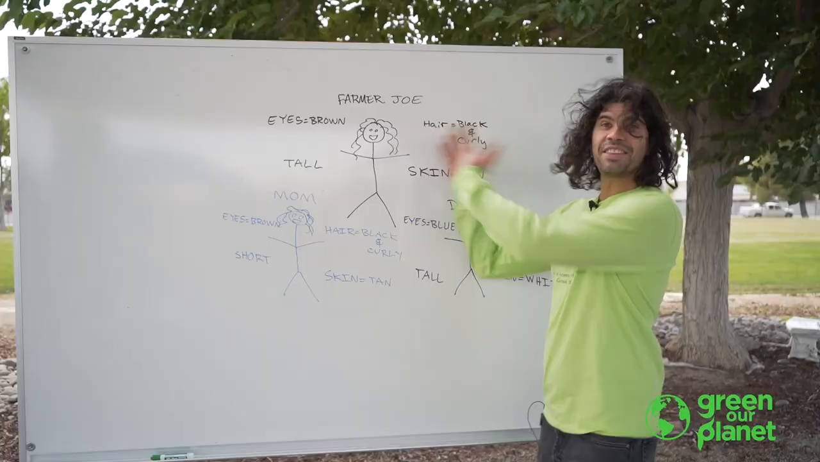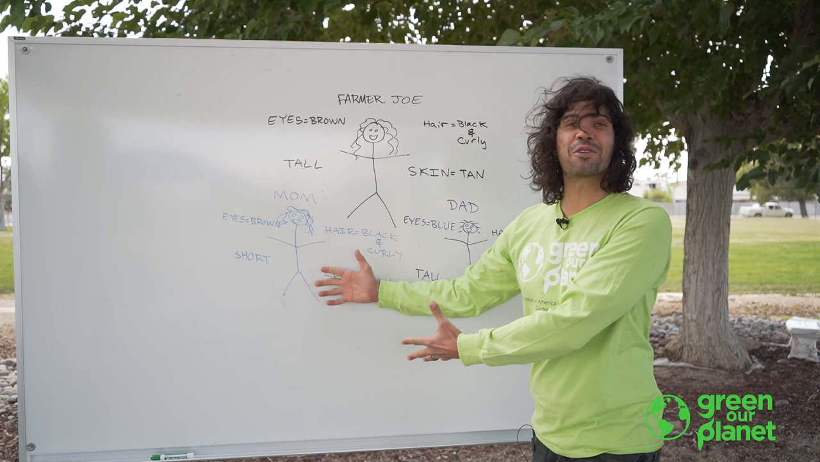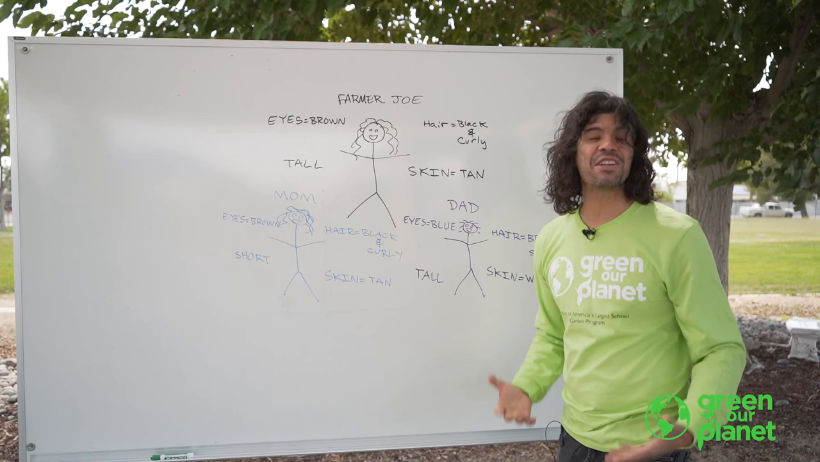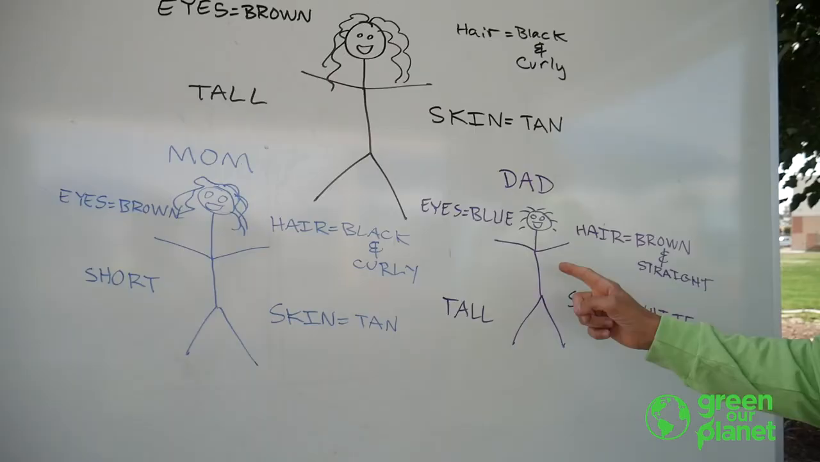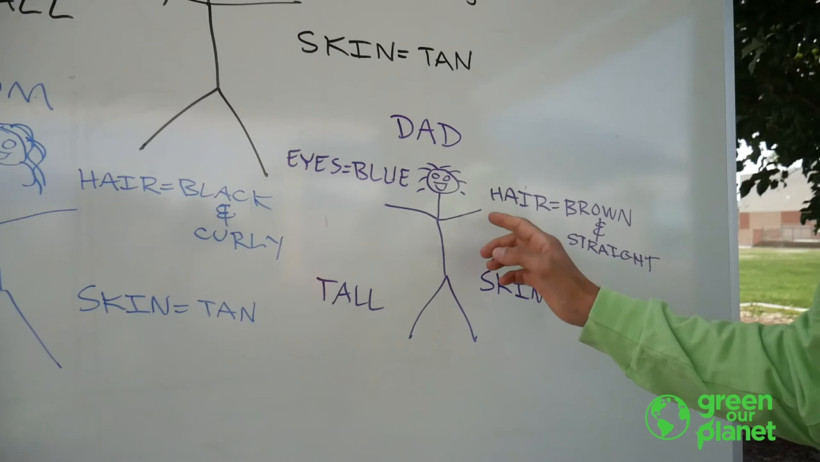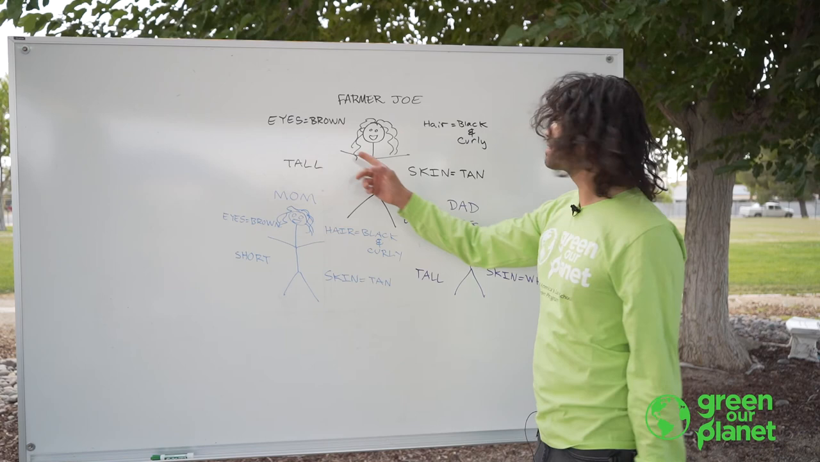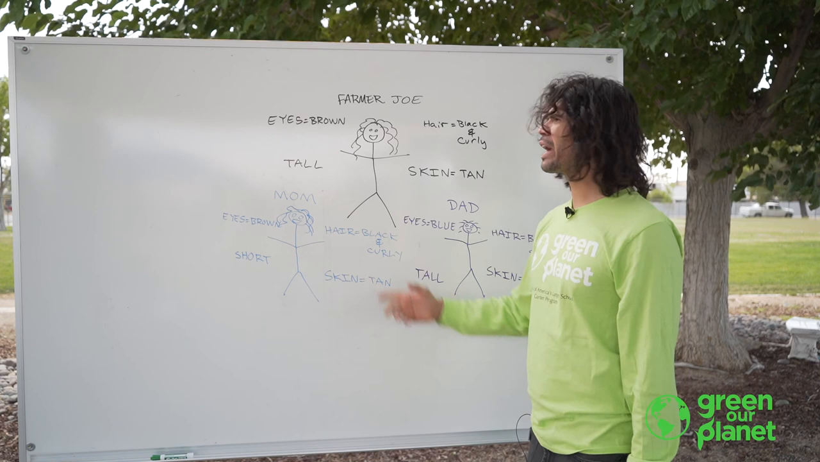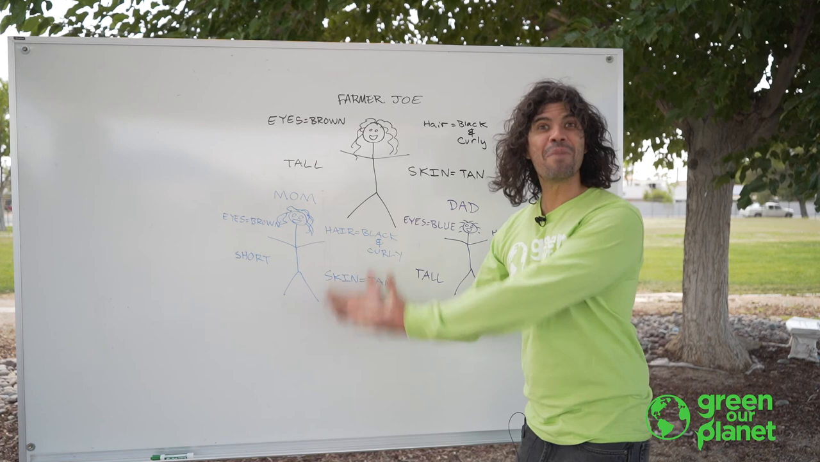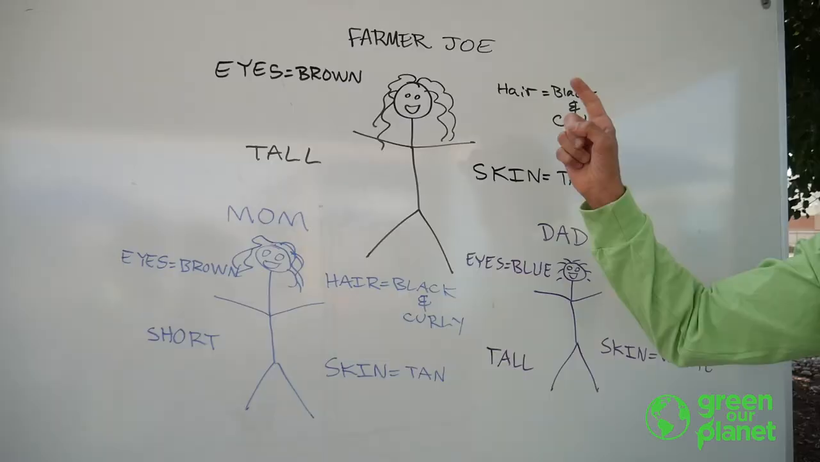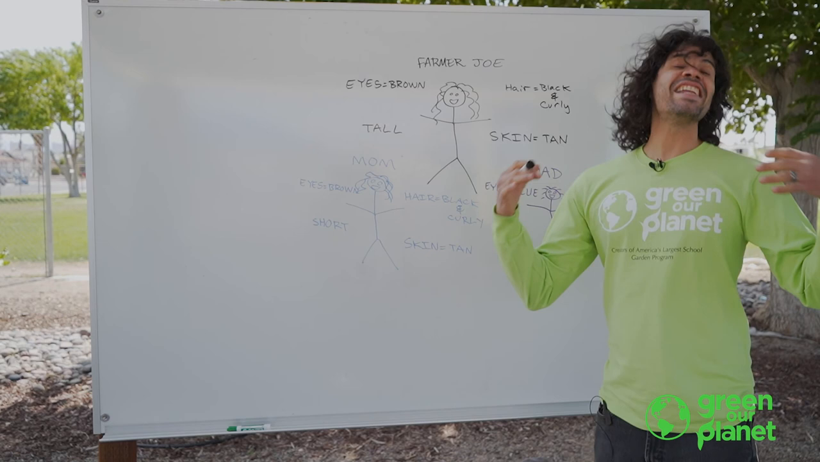This is Farmer Joe, this is Farmer Joe's mom, and this is Farmer Joe's dad. We all have different traits. Now my dad has blue eyes and brown and straight hair. But I have brown eyes and black and curly hair. Where do you think I got my brown eyes and black and curly hair? From my mom. She has brown eyes and black and curly hair too. I inherited those traits from my mother.